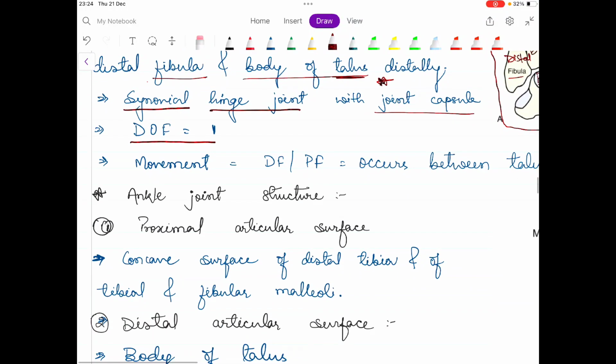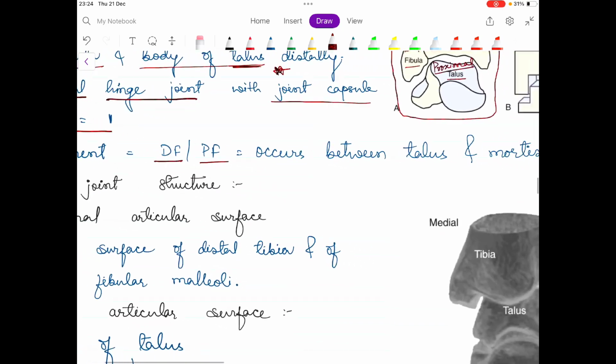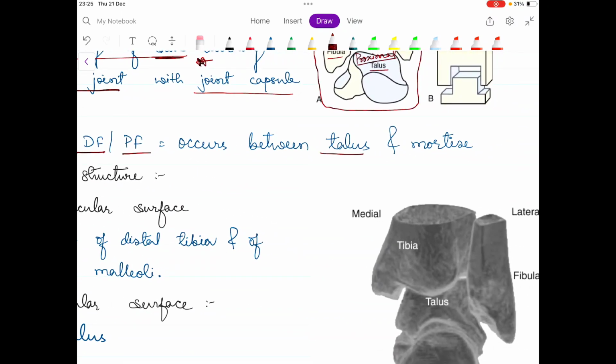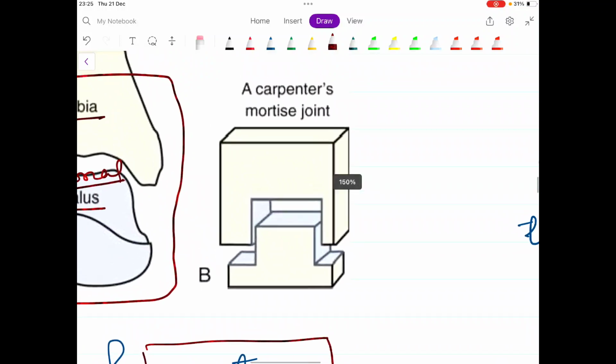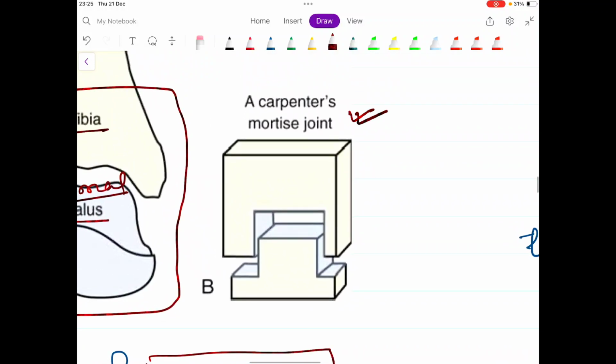Okay, so what are the movements? The movements which occur in the ankle joint are dorsiflexion and plantar flexion, and these two movements occur between the talus and the mortise. Now what is a mortise? We'll talk about it in detail. Okay, so this one here, this diagram as you can see, is an example of a mortise joint. So what's happening in this diagram is there are two different structures which are perfectly fitted into each other. So this is a type of mortise.